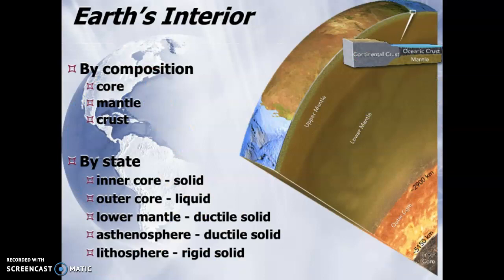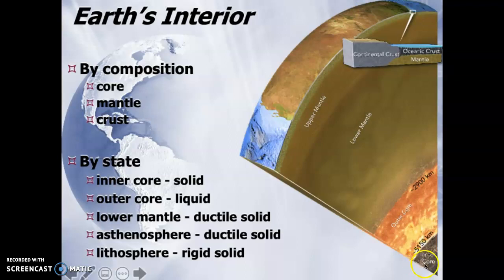So what are the layers? Well, we can look at the Earth's interior in two different ways. We can look at it compositionally, and if we look at it in terms of composition, we're going to have a core, a mantle, and a crust.